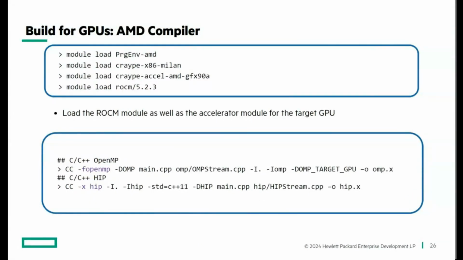For AMD's compiler, it's the same thing. I've loaded PrgEnv-amd now. That means that those wrappers are now going to use the AMD compiler. So it looks very similar. I can build the stream example with the driver here, and it's just the same thing. I pass the -fopenmp flag, and I can do cc -x hip to do a HIP compilation as well. So it's pretty much identical.